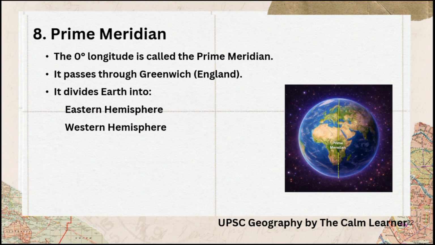Now, the most important longitude is called the prime meridian. It is marked as the 0-degree longitude. The prime meridian divides the earth into two parts, the eastern hemisphere and the western hemisphere. It passes through Greenwich in London. You can see it in the diagram, the prime meridian.